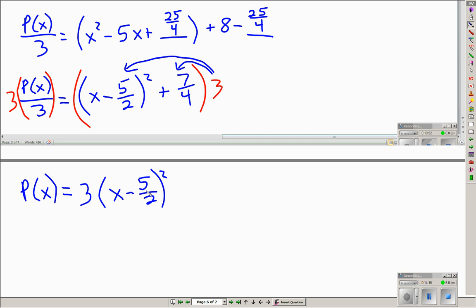Remember, don't distribute within this parentheses. And then 3 times 7 fourths, put the 3 over 1 if you need to. Multiply top, multiply bottom. That's a 7 times 3 is a 21. 4 times 1 is 4. And nothing will reduce there. We are finished.